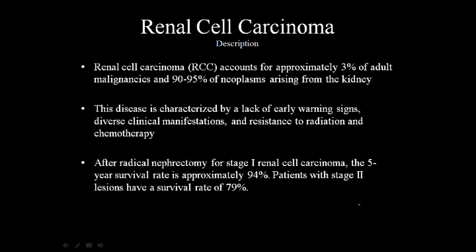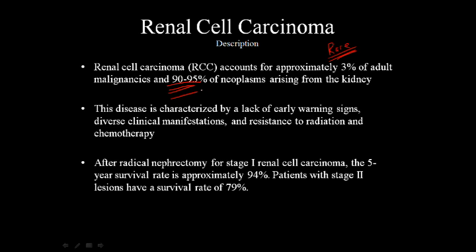Renal cell carcinoma, or RCC, accounts for approximately 3% of adult malignancies. So, in the grand scheme of things, renal cell carcinoma is still kind of rare. In terms of cancer, it's not like lung cancer or colon cancer, where you have a high incident rate. You still have only 3% of adult malignancies. But the thing is that if you're going to have a malignancy of the kidney, it's probably going to be renal cell carcinoma, because it's 90 to 95% of all neoplasms arising from the kidney.